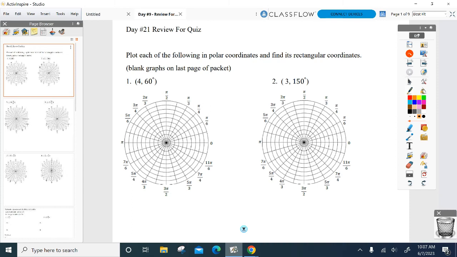Everyone's on the review. I'm just going to run through real quick, make sure you understand the directions, and then I'll let you go on your own. All right, first couple here, just plot the point. I don't need to go review that. Those are the first six right there.